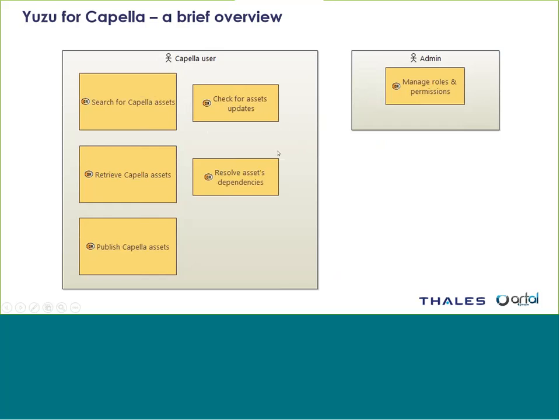And you can also check if there is any update of the asset that you have in your workspace. And also a very important feature is the resolution of all the dependencies. When you have a project that depends on a library, the asset manager Yuzu will determine which library you need and which version, and will retrieve it for you.